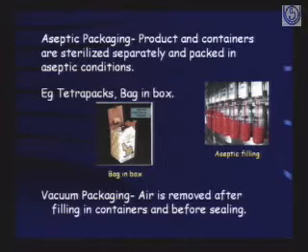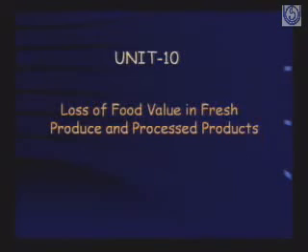Here product in containers are sterilized separately and packed in aseptic conditions. In can we take food, fill it in the cans and then sterilize it, whereas in aseptic packaging they are sterilized separately. For example, in Tetra packs and in bag in box, here you can see an aseptic filling machine. Then vacuum packaging, here air is removed after filling in containers and before sealing. So if air is not there, microorganisms will not be able to grow.